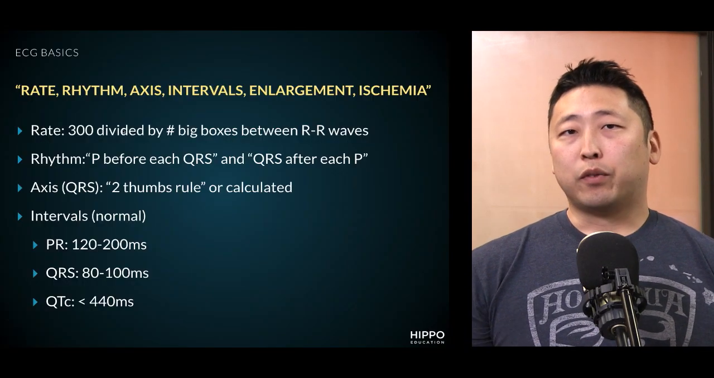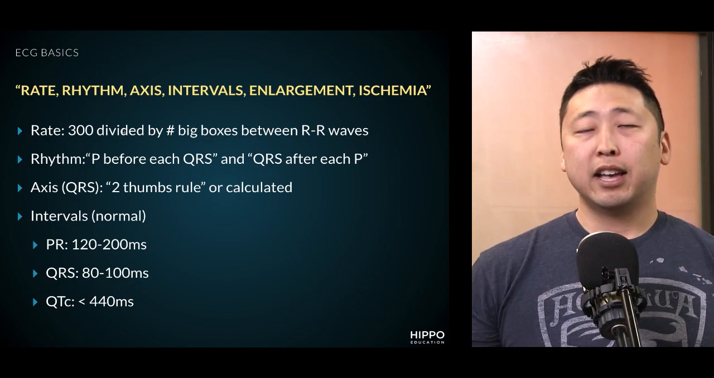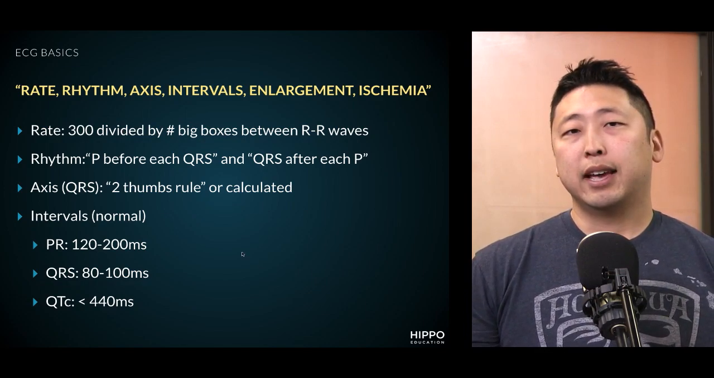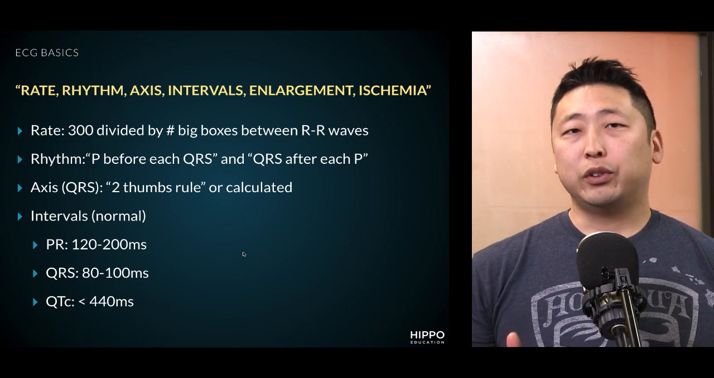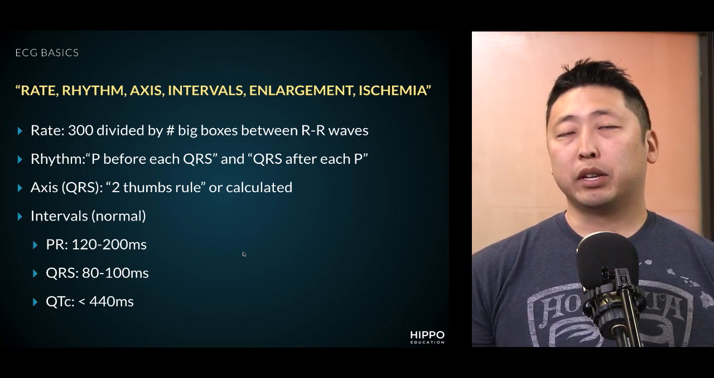Now, when you talk about intervals, normal intervals for PR is between 120 to 200 milliseconds. Normal QRS is 80 to 100. A normal corrected QT is going to be less than 440 milliseconds. And I specifically mentioned the corrected QT because that accounts for the heart rate as opposed to the QT, which can be a little bit inaccurate.